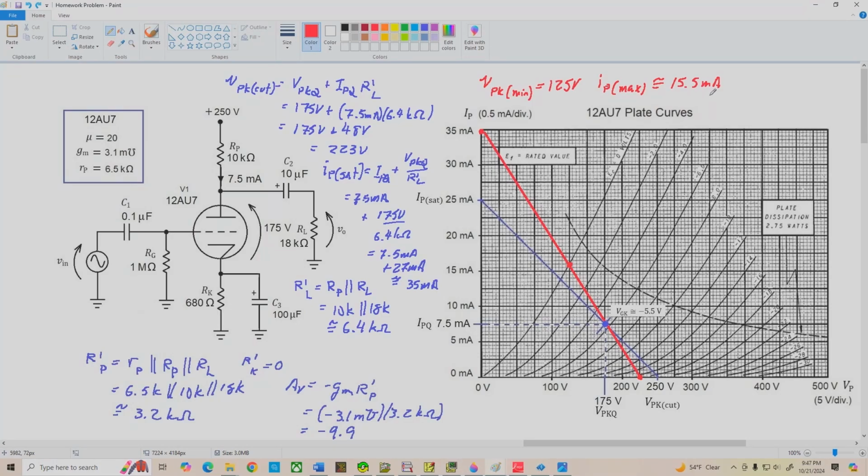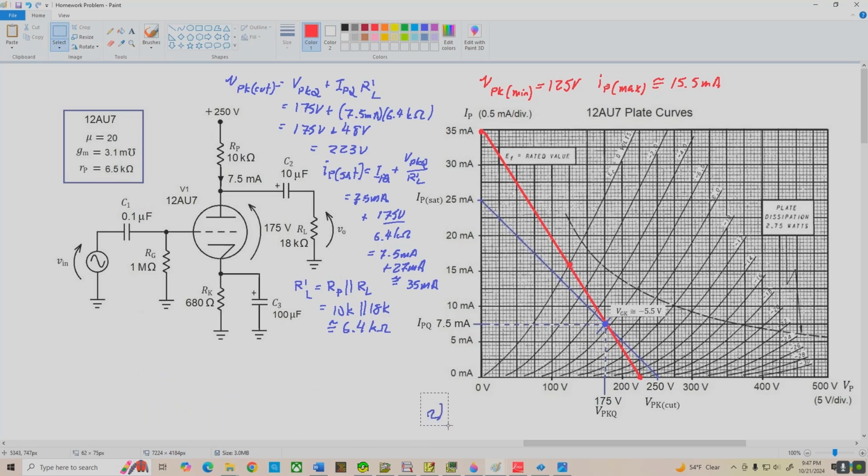Now what we want to do next is determine our output signal clipping points. So let me make a little bit of room down here, and we'll finish up our calculations, finding VO max, which is equal to IPQ times R prime L. That is the distance from VPKQ over here to VPK cutoff on the AC load line. And rather than write that out, I have the calculation here. IPQ times R prime L is about 48 volts, pretty close to 50. How about let's just round that off and call it 50 volts.